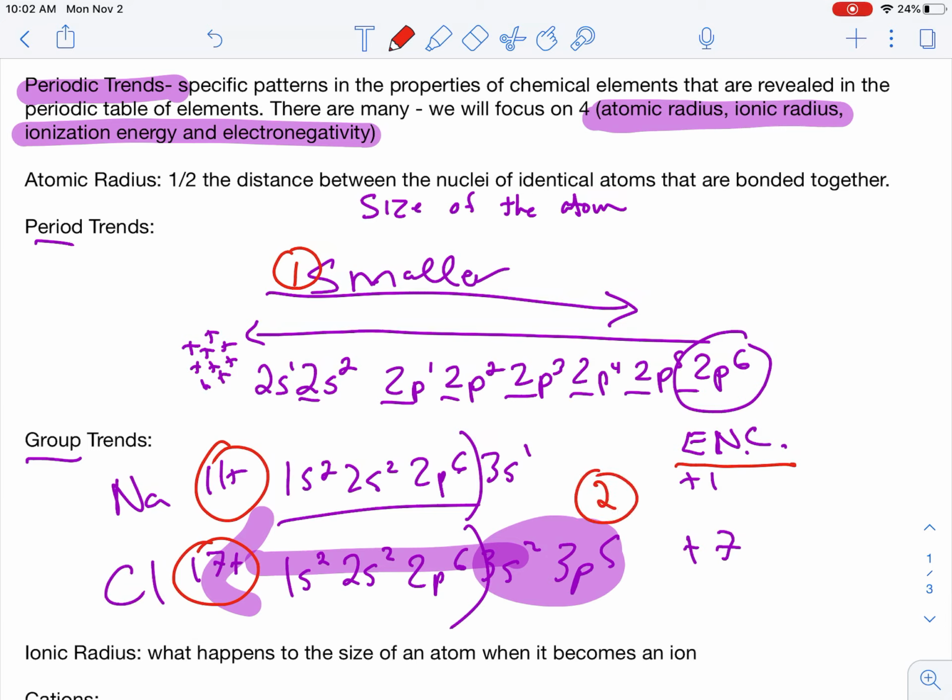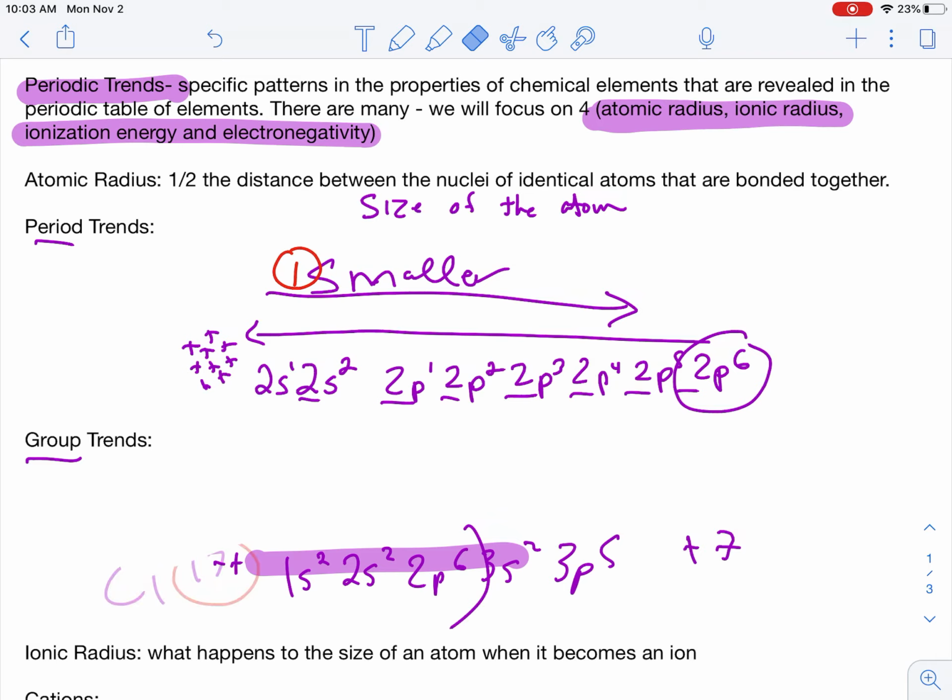So that is your period trend. So moving from left to right, it gets smaller. Why does it get smaller again? If your effective nuclear charge is increasing, you're not gaining any shells of electrons, you're getting more protons, and because you have an effective nuclear charge that's increasing, it's going to pull in those outer shell electrons with greater force, drawing them closer to the nucleus, resulting in a smaller atomic size. Wow, that was fun. Let's do group trends.